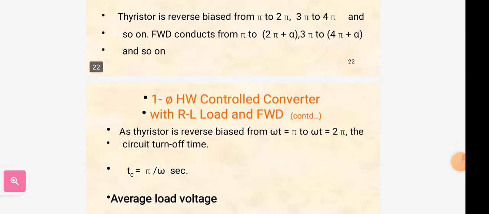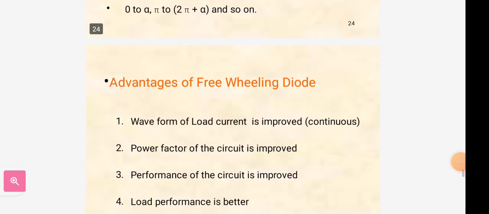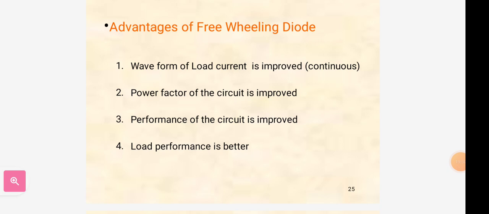So this is the discussion about the single phase half wave controlled converter with RL load using a freewheeling diode. These are the few advantages of the freewheeling diode. Now we will watch one YouTube video about the single phase half wave controlled converter using an RL load and a freewheeling diode.